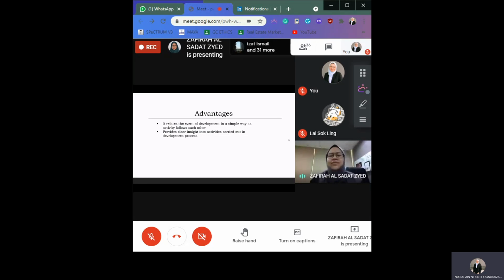So it also provides a very clear insight into activities carried out in the development process. Okay, activities, linear. But it also has a few disadvantages, which are the very limited possibilities to show the dynamic aspect or cyclical nature of development. What does this mean? I mean, it doesn't really show the movement in the activities.